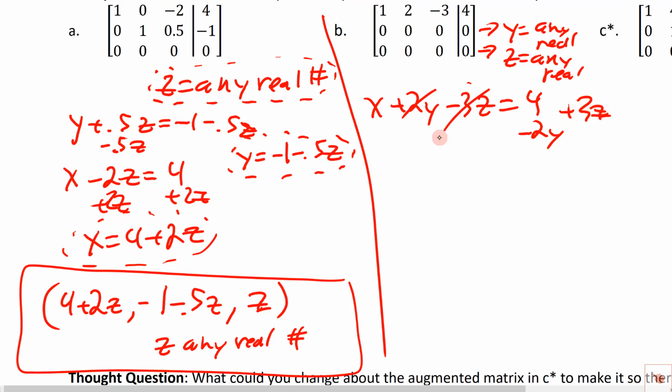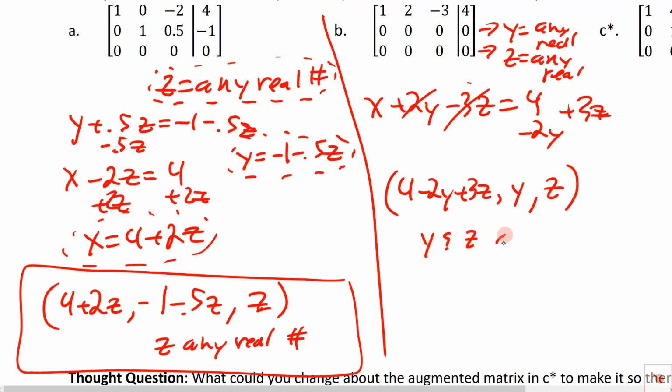And then I'm going to write down the ordered triple. So the ordered triple is 4 plus, I'll do the y's first, minus 2y plus 3z, comma, y, comma, z. And then we just say y and z are any real numbers. That's rad.